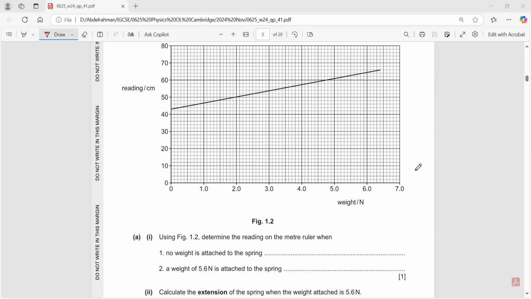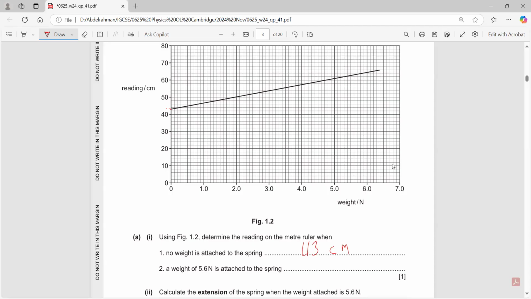Using figure 1.2, determine the reading on the meter ruler when no weight is attached to the spring. When the weight is 0, it would be here exactly. So the length is 43 centimeters. It's between 42 and 44. So this is 43. When a weight of 5.6 newtons is added, where is 5.6?